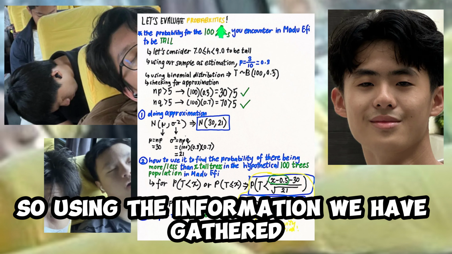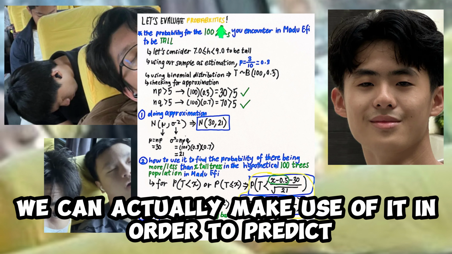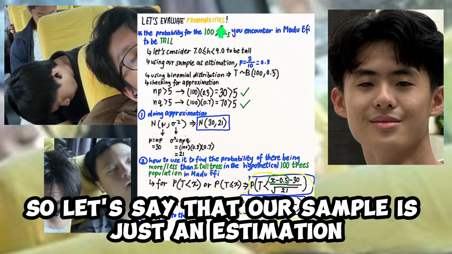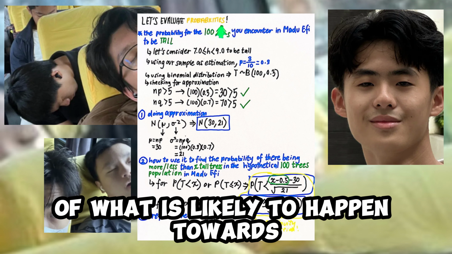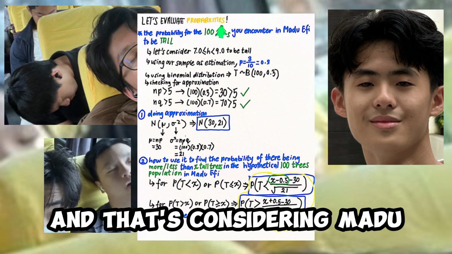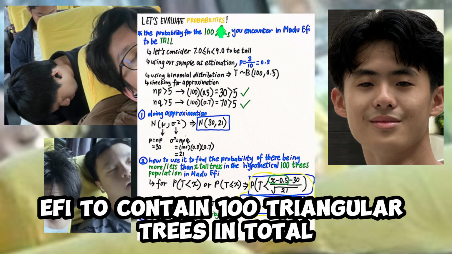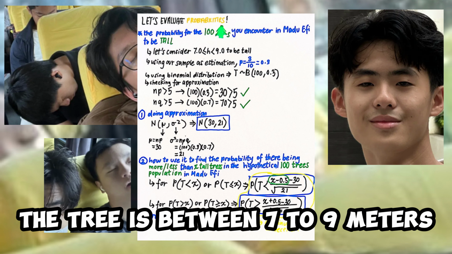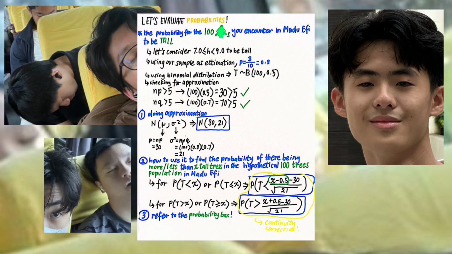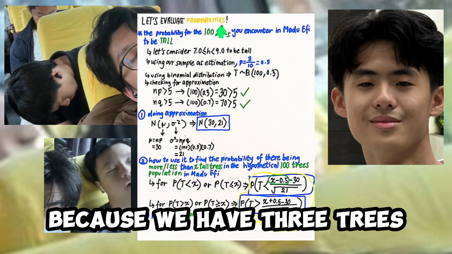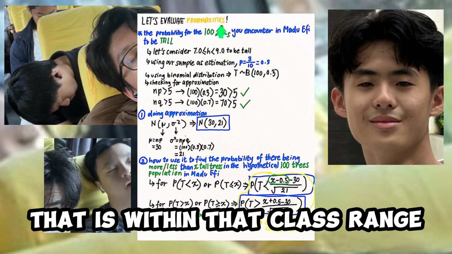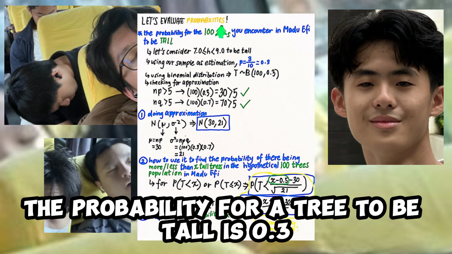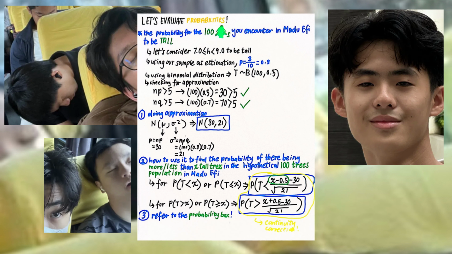So using the information we have gathered, we can actually make use of it in order to predict probabilities. So let's say that our sample is just an estimation of what is likely to happen towards the entire population. And let's consider Madu Fe to contain 100 triangular trees in total. So if we assume that being tall means that the tree is between 7 to 9 meters, then using our sample as an estimation, because we have 3 trees that is within that class range compared to the 10 trees that we have in our sample, we can assume that the probability for a tree to be tall is 0.3.